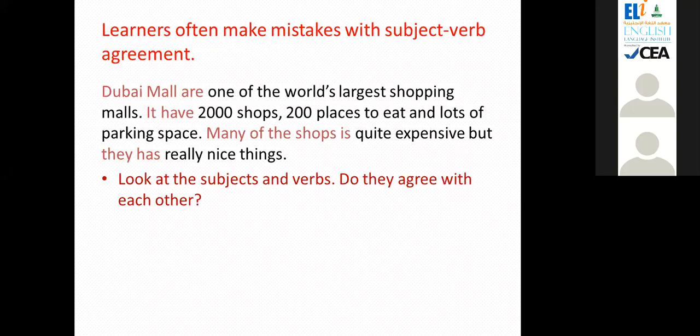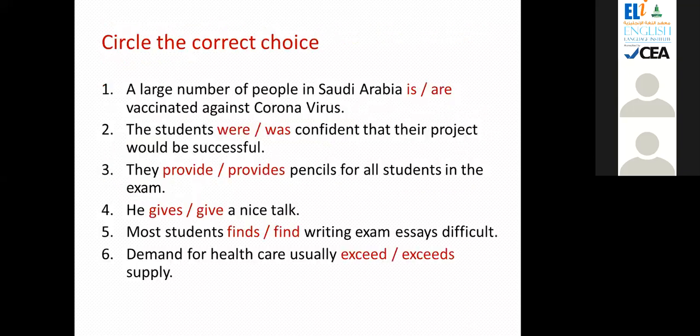Here, the issue is that our learners often make mistakes with subject-verb agreement. I want you to look at this small text and look at the highlighted subjects and verbs. Look at the highlighted ones and see, do they agree with each other? The answer is no. Why? Let's see the other example.